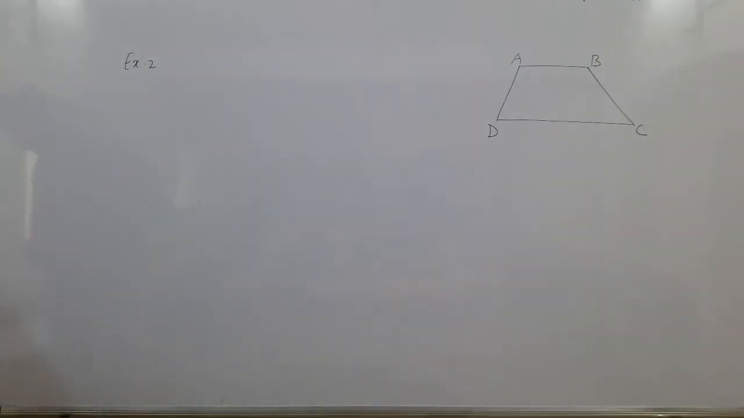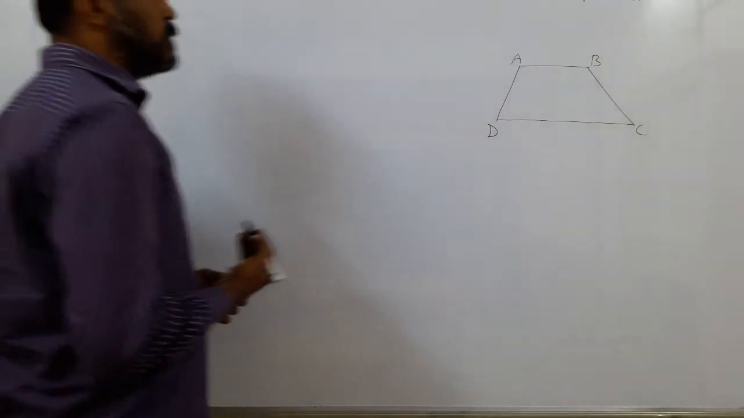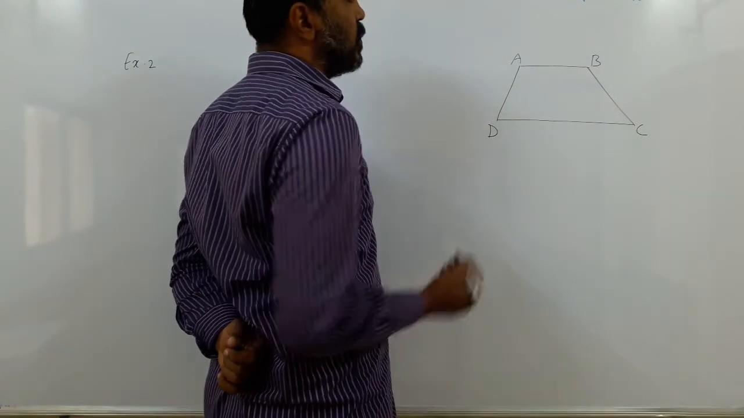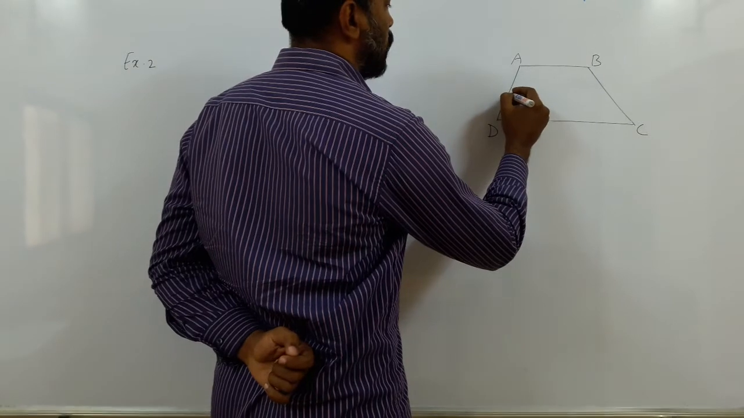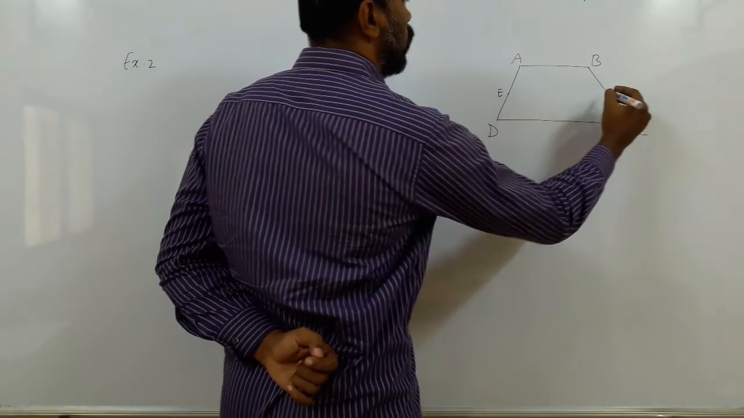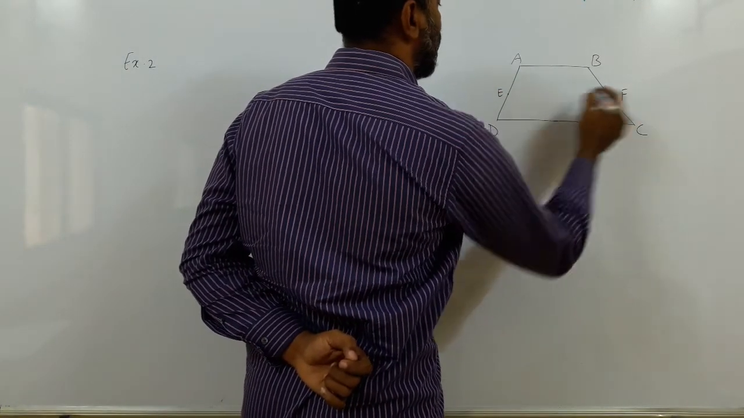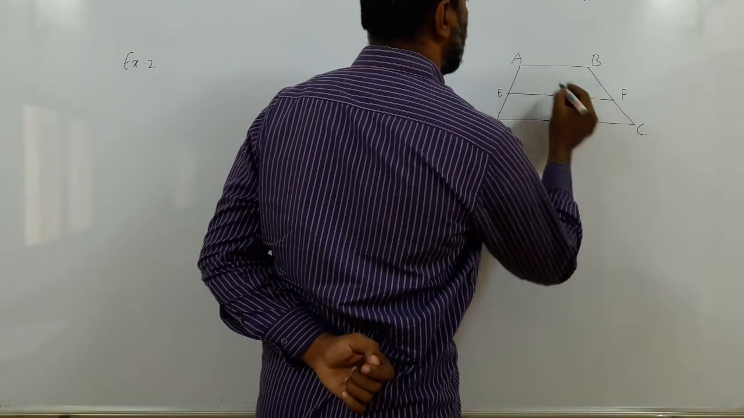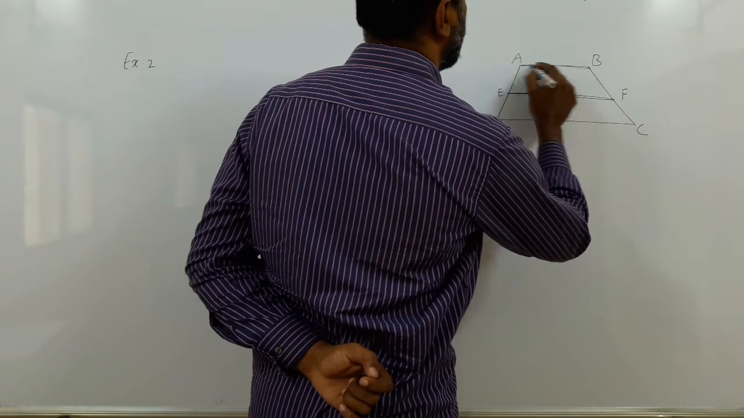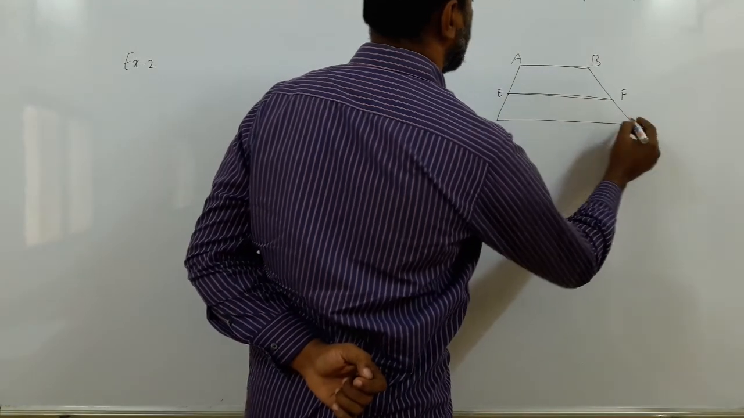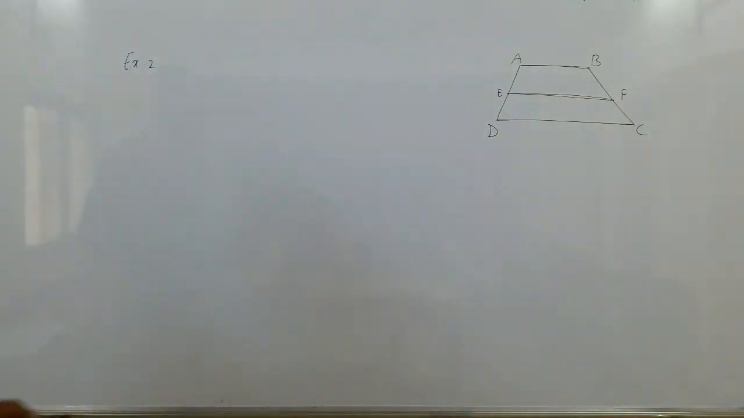Okay? And there are 2 points on the non-parallel sides. Which are the non-parallel sides? AD and BC are the non-parallel sides. So there are 2 points on the non-parallel sides such that EF is parallel to AB. Now we know if EF is parallel to AB, EF is also parallel to CD. Okay, this is given to us.